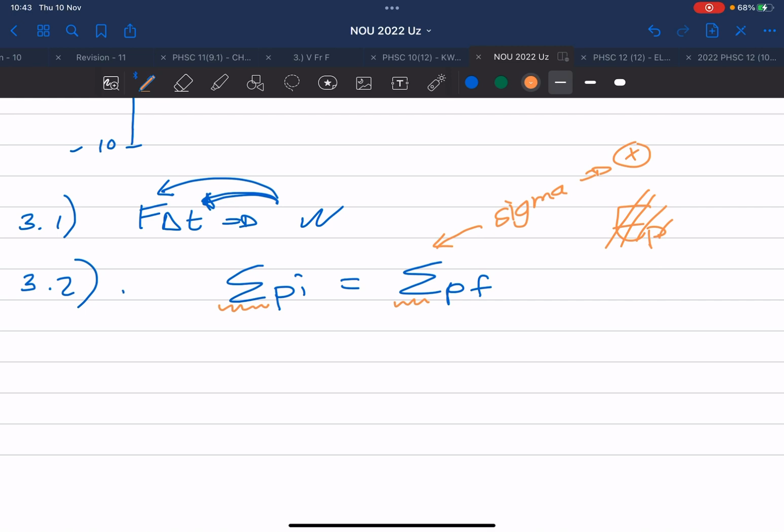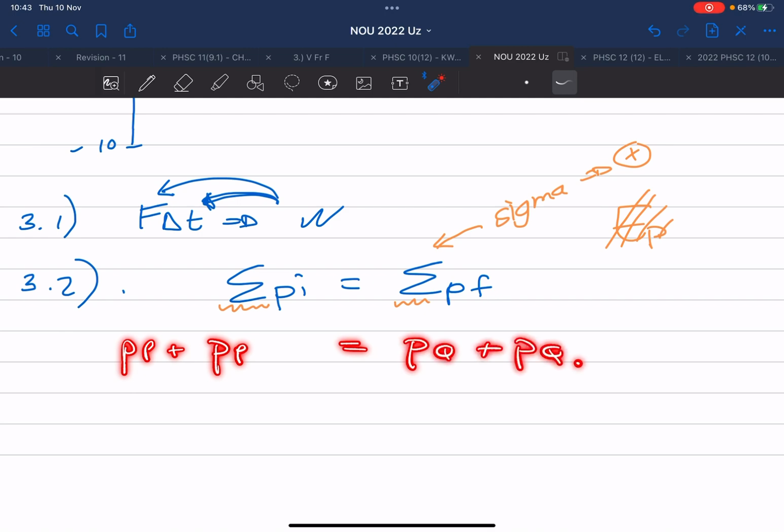Then, sum of means what? Plus 2 goeders bymekaar. Kan julle sien dit sê die som van die momentum aan die begin en die som van die momentum aan die einde. Baie kinders gaan skryf momentum van P plus momentum van P is gelyk aan momentum van Q plus momentum van Q.